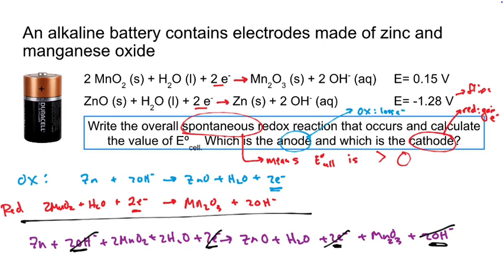My overall expression, I can't believe I suckered myself into this. Whoops. And I put a 2 H2O. So then the water perfectly cancels out as well. So I'm going to get my zinc plus my 2 MnO2 going to my zinc oxide plus my Mn2O3. Okay, that now is my overall equation.